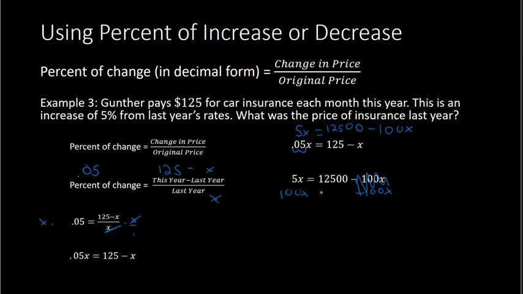On the right side, this will cancel. On the left side, 100 plus 5 is 105x. And then from here, I can divide both sides by 105. So when I divide by 105 on the left side, the 105's cancel, and I'm left with x on the left. And then on the right, 12,500 divided by 105 would give me $119.05. So what I have found is that last year's rate for Gunther's car insurance was $119.05 per month.